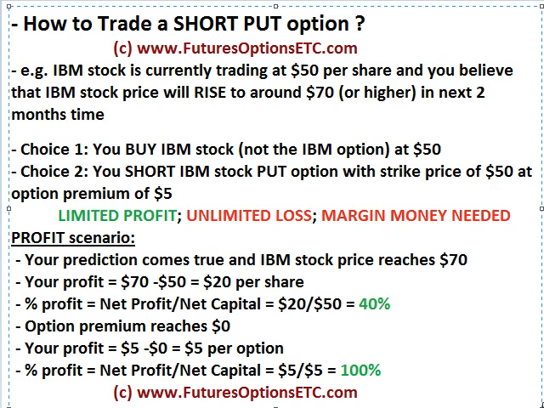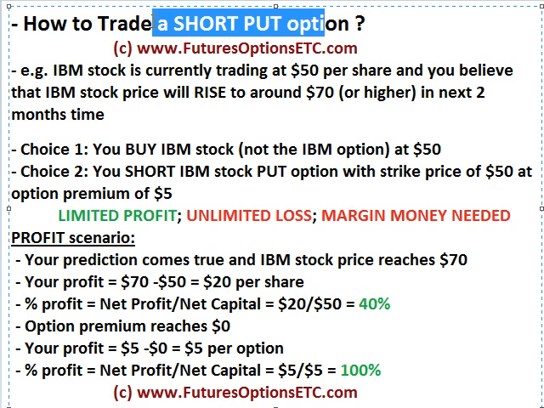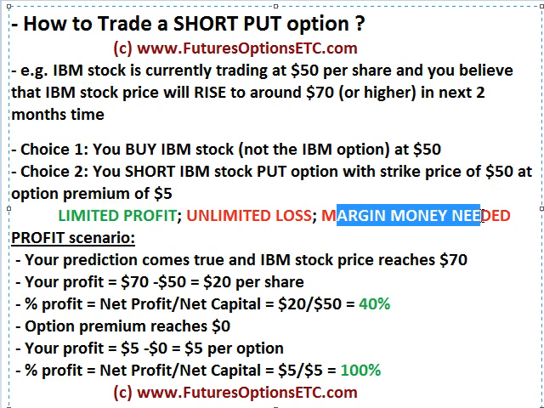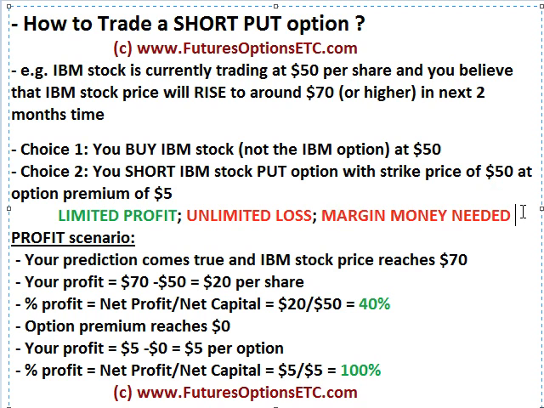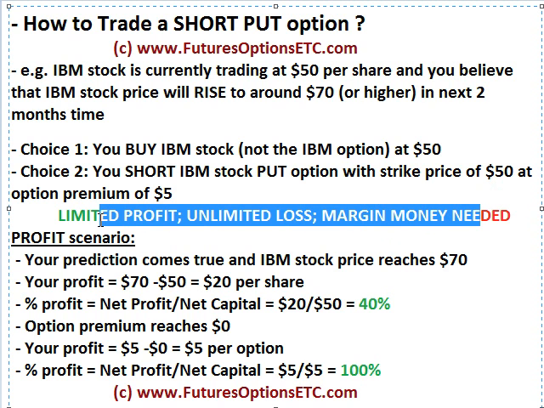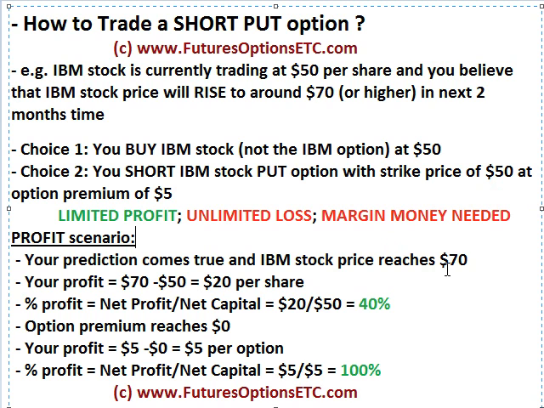In this set of option trading tutorial, we'll see how to trade a short put option. A short put option trading position is very risky in terms of the offering that it has. It has a very limited profit potential but an unlimited loss potential. In addition to that, you also need a lot of margin money to be kept with your broker because you're taking a big risk. That's why the margin money is required, and that may vary from one broker to the other.